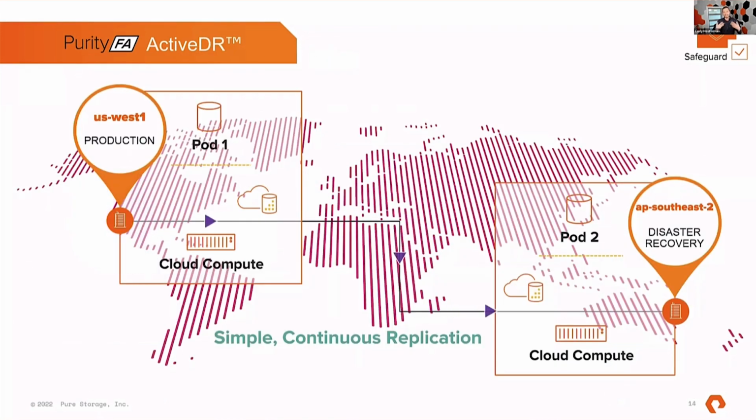Active DR is that continuous asynchronous replication. And so this can protect across anywhere in the world. If you want your primary running in US West 1 and your disaster recovery in AP Southeast 2, you can protect from one Cloud Block Store to another Cloud Block Store in that particular region and availability zone. And of course, these don't have to be Cloud Block Stores. One of these can be a FlashArray and the other one can be a Cloud Block Store. They can both be FlashArrays. Mix and match as your data centers need these data protections across either your own data centers, hybrid cloud, or of course within hyperscalers, or even across hyperscalers, as the case may be.